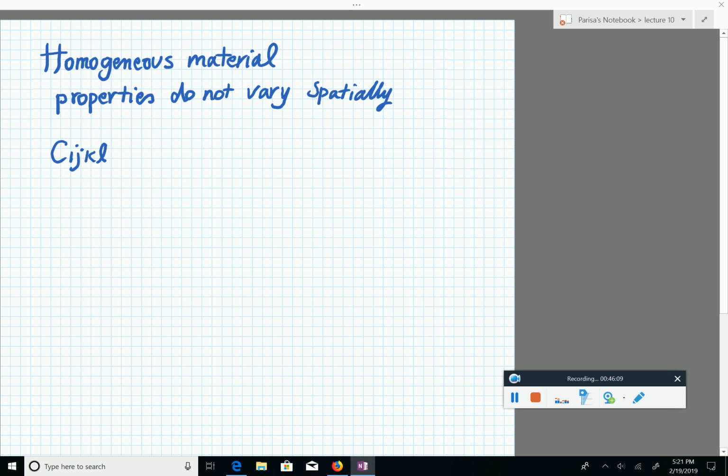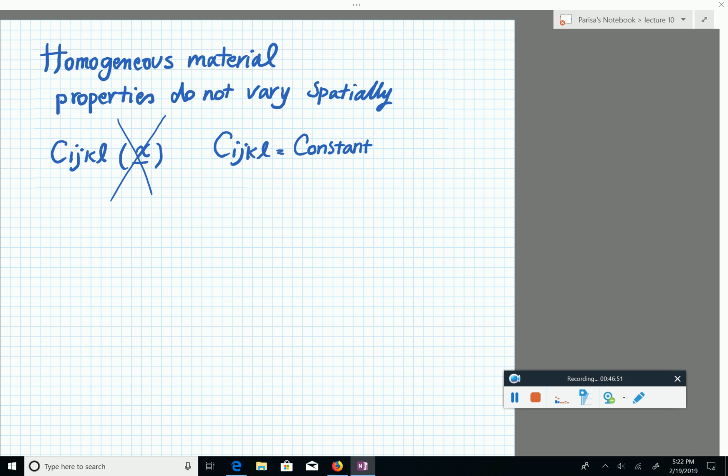So that means they are constant. It's not a function of position x. If this was not homogeneous, C_IJKL could be a function of x. If it is homogeneous, that means this is constant. I know that you have always seen constant moduli most of the time, but it's because most materials we consider are actually homogeneous. But you probably didn't think about it. It doesn't have to be.